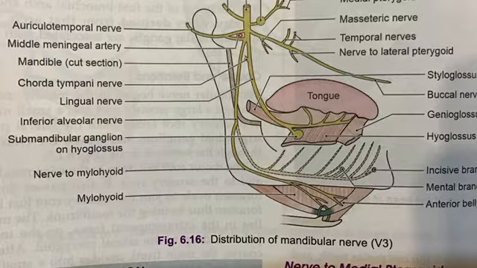Then the mandibular nerve supplies muscles: masseteric nerve, temporal nerve, and nerve to lateral pterygoid. Then it again supplies the buccal nerve. These are the muscles of mastication. Then medial pterygoid is supplied and tensor palati is also supplied. Then the lingual nerve supplies the upper muscles of the tongue, genioglossus and hyoglossus, and the floor of the mouth is supplied by nerve to mylohyoid through the inferior alveolar nerve, and nerve to anterior belly of digastric.